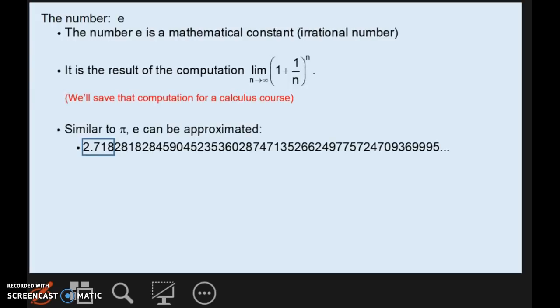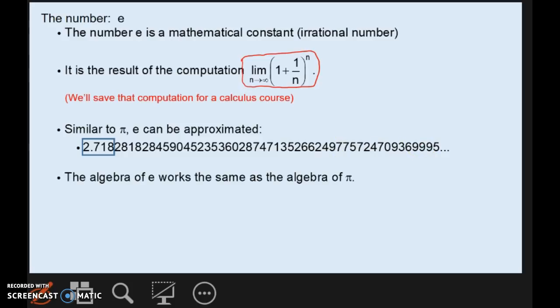If we wanted to find out what e is, we could calculate it using this. A famous mathematician named Euler came up with that number, or it might have been named after him. I'm not 100% sure, but that's the official definition of the number e. Just like pi, we can use it to approximate certain things, using whatever decimals we need. The decimal keeps going forever, and there's no real pattern to it. The algebra of e works the same as the algebra of pi, and it's commonly used in calculus applications, so it's important for us to know for the future.